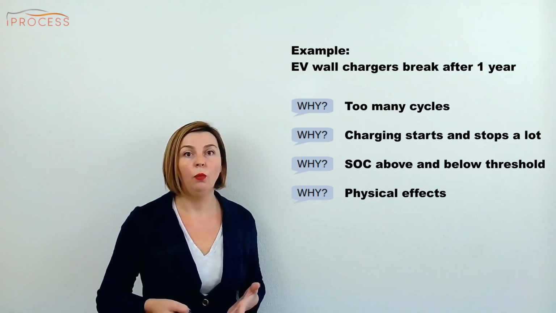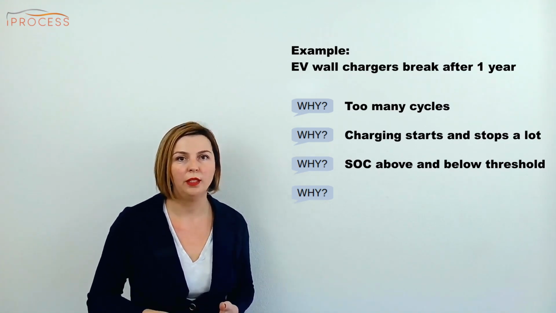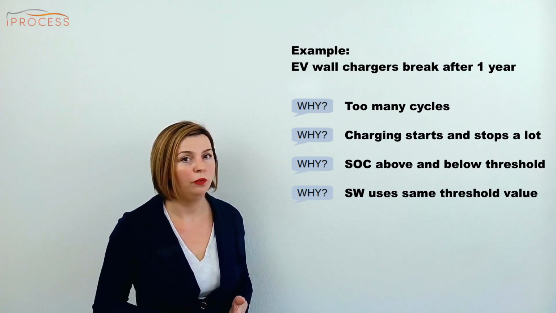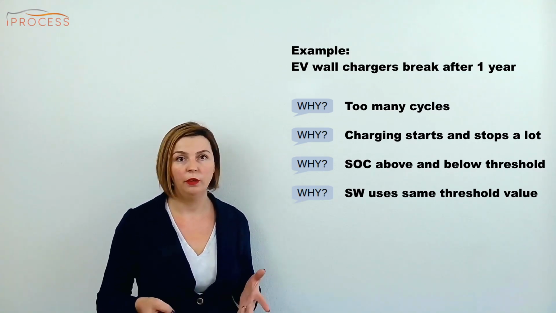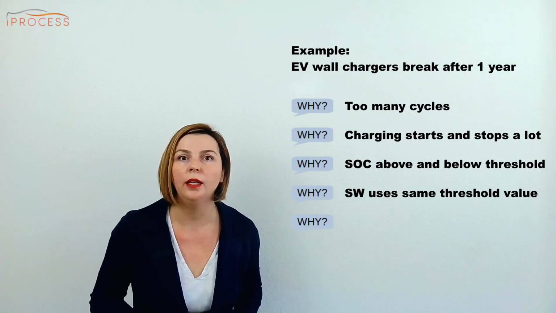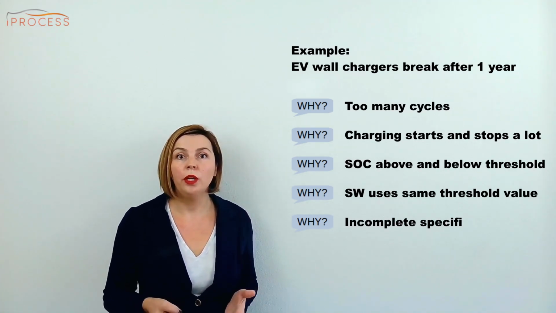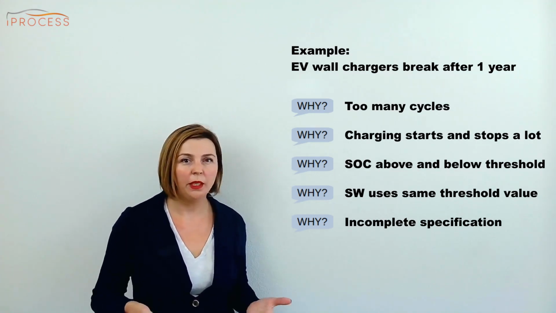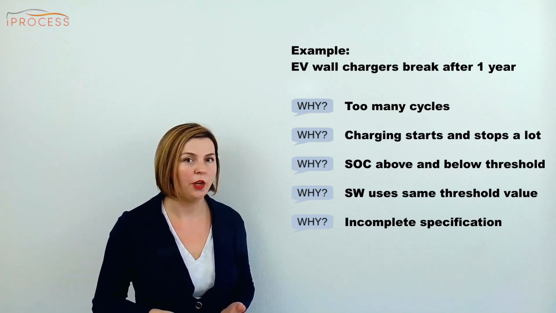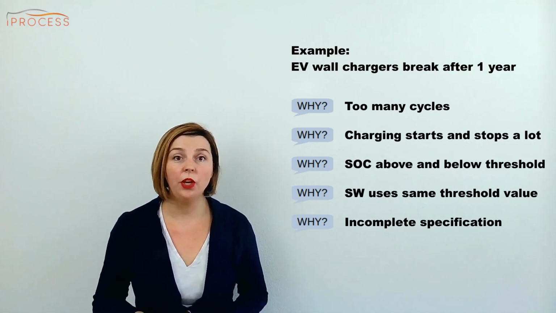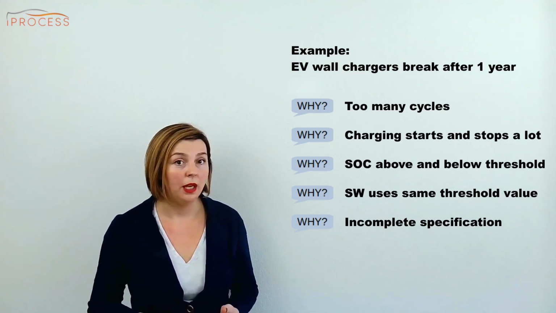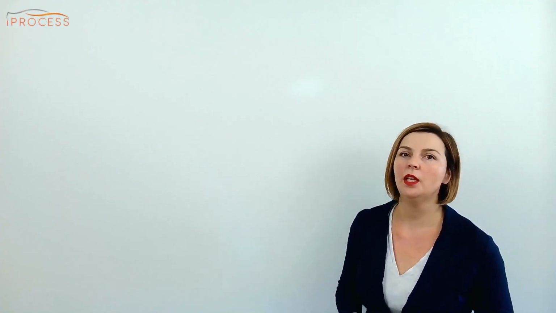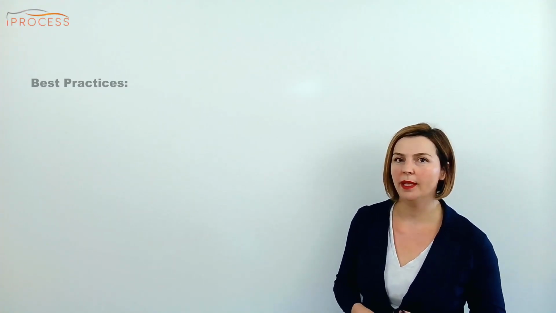Hence, the fourth why. Why is the software charge requests bouncing on and off? Because it was designed with the same exact threshold for charging start and stop. Fifth why. Why was software designed like that? Because specifications were incomplete. No hysteresis for the charging threshold was specified. It appears that the root cause is incomplete specification. Let's validate it. If the specifications were complete, containing the hysteresis, the wall charger would not break after 1 year. Problem solved.